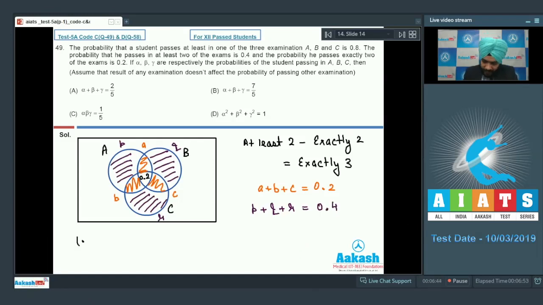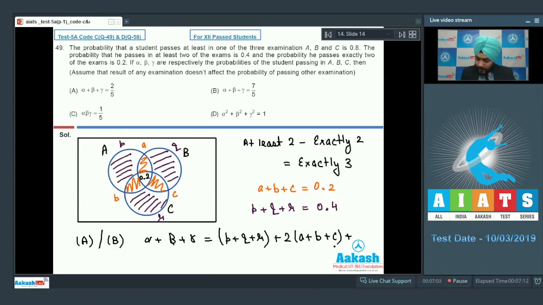Now students, for options A and B, we need alpha plus beta plus gamma. So students, in alpha plus beta plus gamma, PQR will come one time. So P plus Q plus R. A, B, C will come 2 times each. So 2 times A plus B plus C. And A intersection B intersection C, that is 0.2, will come 3 times. So 3 into 0.2. So we have the answer as 0.4 plus 0.4 plus 0.6. So 1.4. That is 7 upon 5. So A is wrong, B is correct.